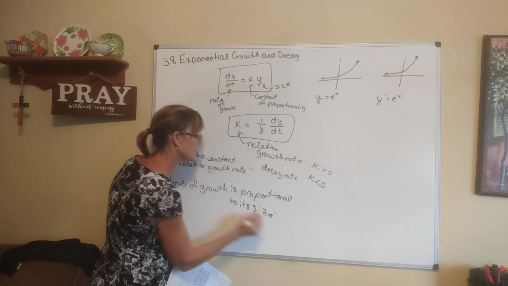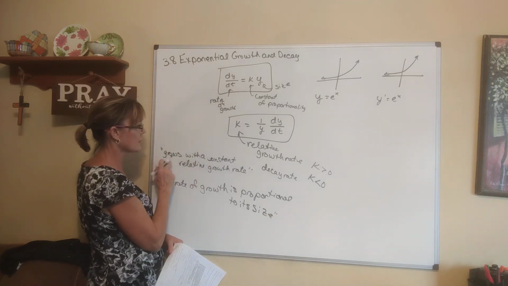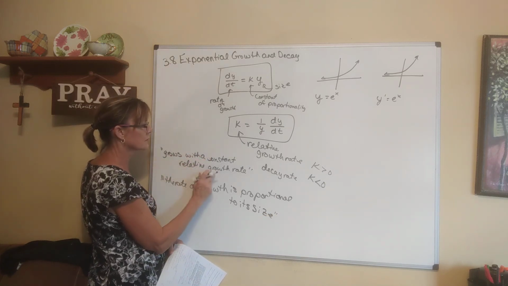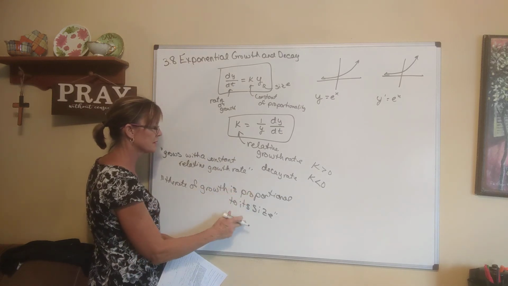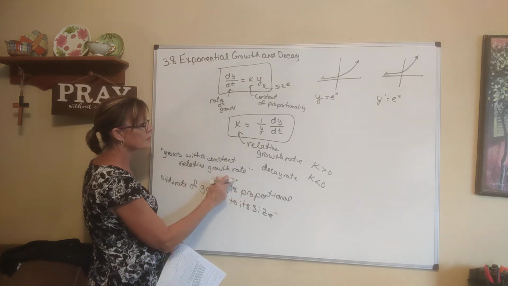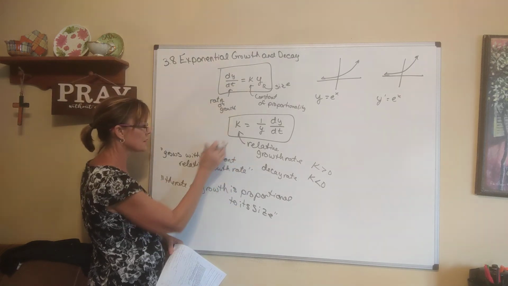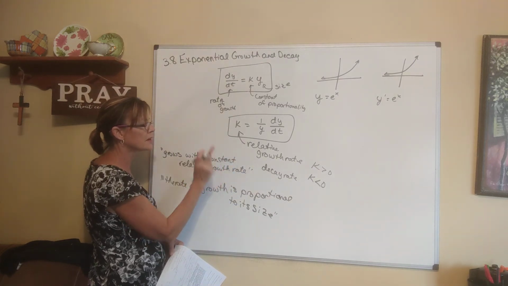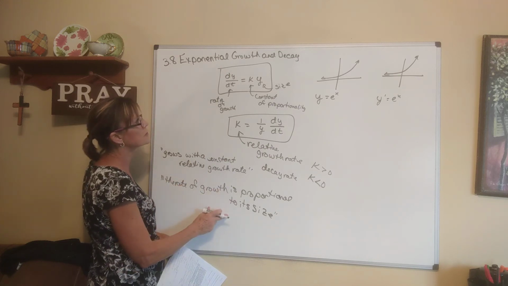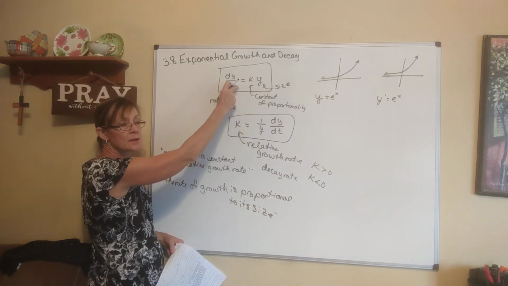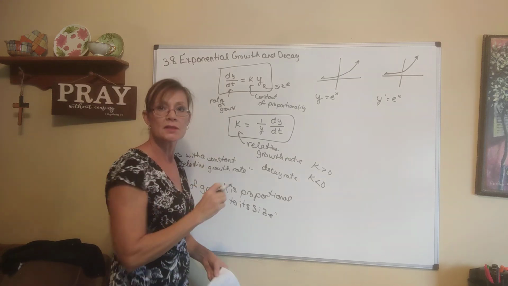When you read something to this effect, grows with a constant relative growth rate, or the rate of growth is proportional to its size, the relative growth rate is k, and k is a constant. When you read that, you're dealing with an exponential function. Or if you read that the rate of growth is proportional to its size, that's basically taking this statement, and you're dealing with an exponential function.